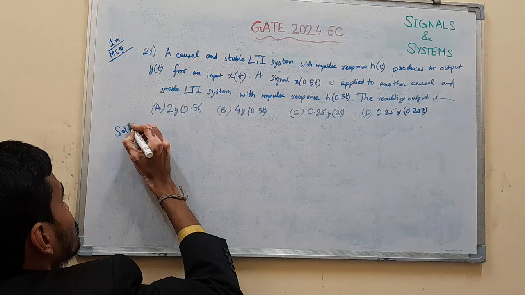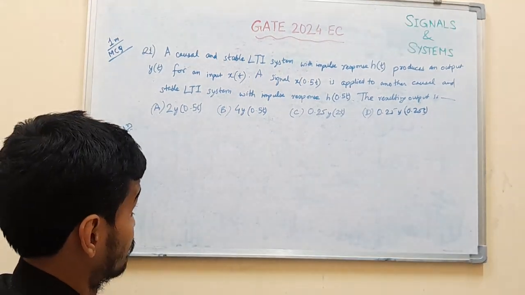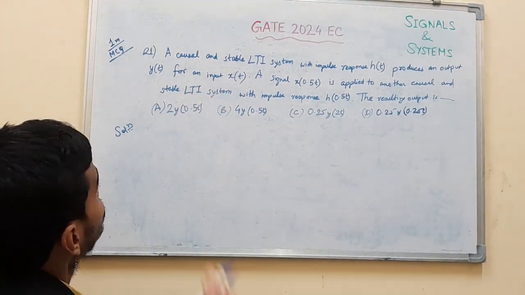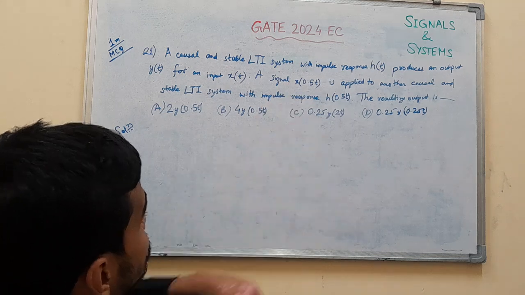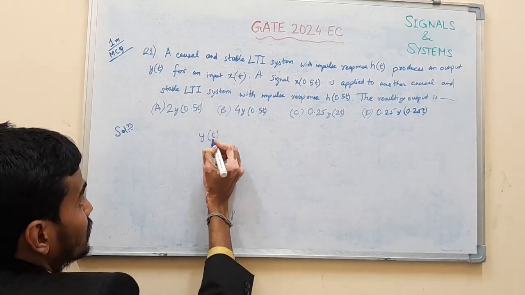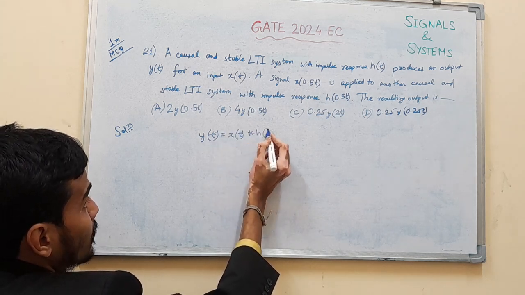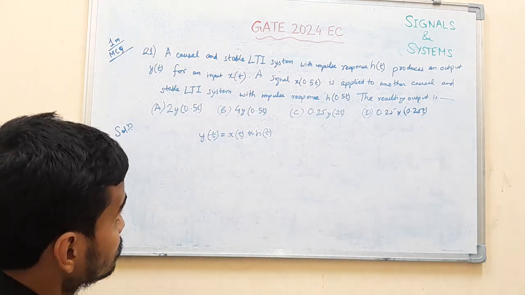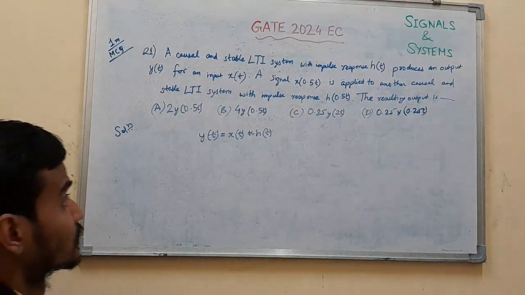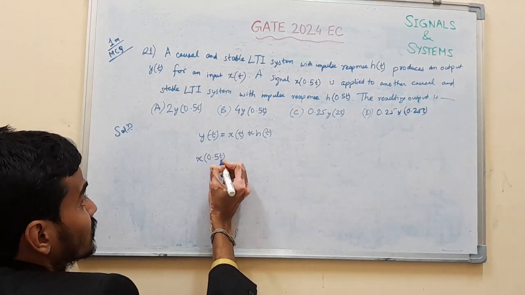Let's move on to the solution for this question. Okay, easy question. It's quite simple, straightforward. Using the properties of continuous time convolution, a causal and stable LTI system with impulse response h of t gives the output y of t. That is, y of t is the convolution of x of t and h of t. The signal x of 0.5t is applied to another causal and stable LTI system with impulse response h of 0.5t. So we have to find this convolution basically.